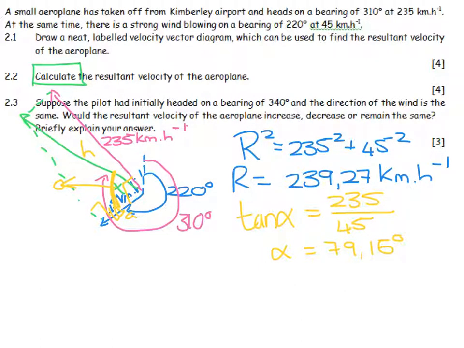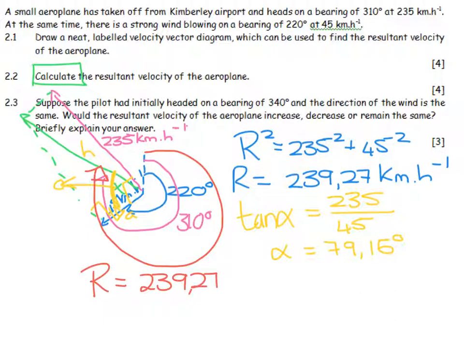79,16 degrees. The thing is that that's not at anything, because it really is, if I'm going to go around, it starts at the bearing line and comes all the way around 220 plus those 79,16 degrees. So altogether, that's 299,16 degrees. So the resultant is equal to 239,27 kilometers per hour at 299,16 degrees. Now let's suppose that this pilot had initially headed on a bearing of 340 degrees.